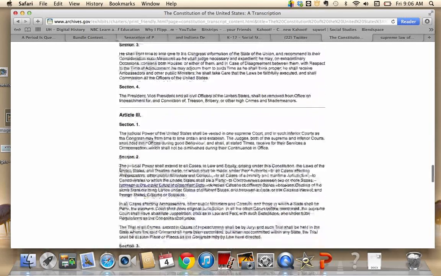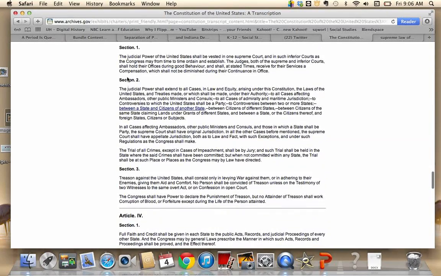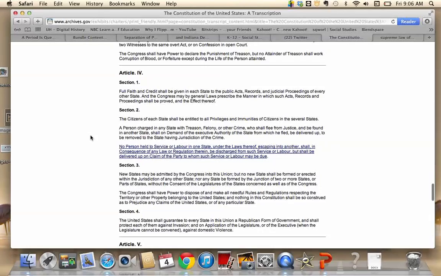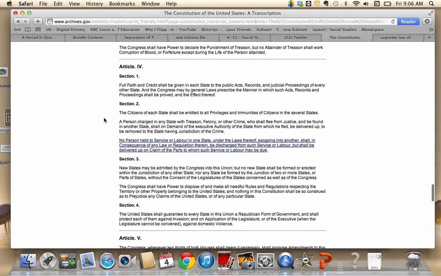And then Article 3, dealing with the judicial branch, once again is even smaller or shorter than Article 2 of the Constitution. Here we have Article 4, broken down into 4 sections, and what this says is full faith and credit shall be given to each state to the public acts, records, and judicial proceedings of every other state, which means if you enter into a marriage in one state, all other states have to take those records and they have to give credit.